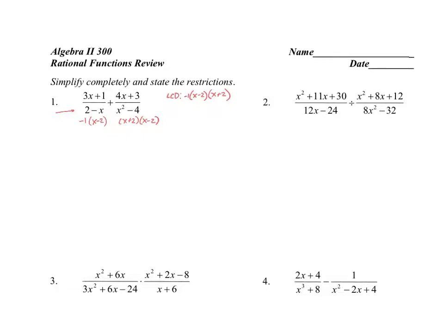So I'm going to take a look at each fraction, identify what is missing in their denominators as compared to my LCD, and go ahead and multiply that fraction by the missing value. So the left-hand fraction, it looks like we're missing an x plus 2, so I'll multiply top and bottom by x plus 2. In the right-hand fraction, it looks like we're missing the -1, so I'll multiply top and bottom by -1.